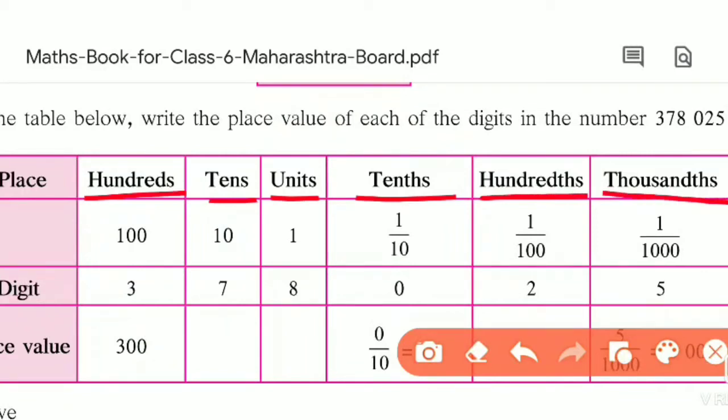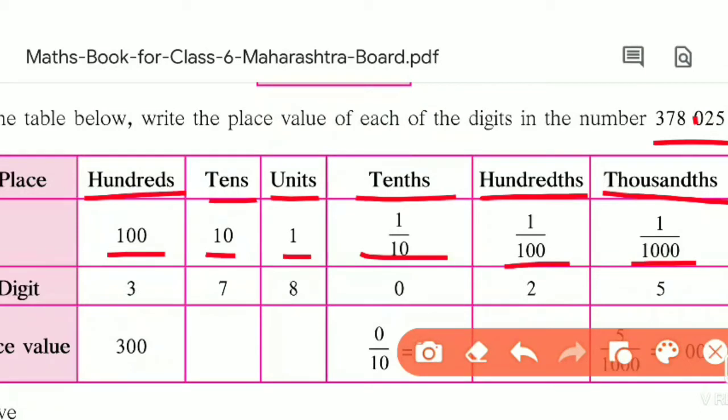Okay. Now what are these values? Hundreds place value is 100. Tens place value is 10. The place value of the unit place is the unit, meaning 1. Now the tenths place value is 1 upon 10. When the tenths place comes, instead of multiplication you have to do division. Hundredths place is 1 upon 100, and thousandths place is 1 upon 1000. These are the values.